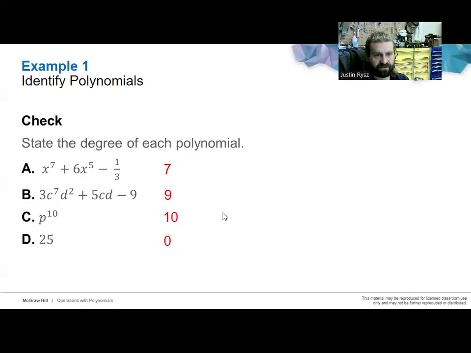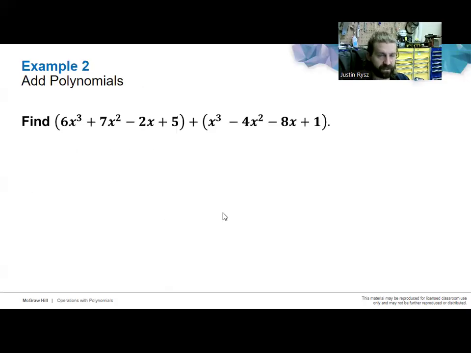This one here, 7 plus 2 is 9. That's bigger than all. That's 10. And this would be 0 because it is x to the 0 power, or whatever variable to the 0 power. There's none of them. All right, if we want to add polynomials together, we pretty much add like terms.